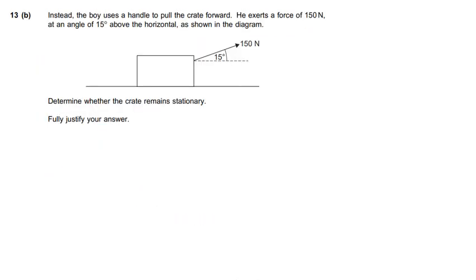Okay, part B, the boy uses a handle instead to pull the crate forward, so he's pulling up. At first sight, this seems a bit counterintuitive because you might think, he's applying the same force, it's still 150 newtons, and he's pulling it up, so the horizontal component must be even less than before, so how can he possibly get it to move? But because he's pulling it at an angle, he's also applying a force up, so the normal force is less than before, and therefore the frictional force to overcome is less than before.